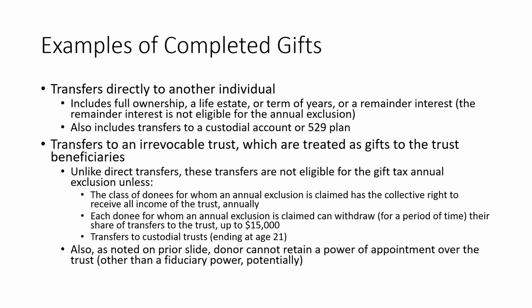Now, in terms of transfers directly to another individual, that's typically going to include full ownership or a life estate or a term of years or a remainder interest, with the caveat that the remainder interest wouldn't be eligible for the annual exclusion. That can also include transfers to a custodial account on behalf of a minor or to a 529 plan on behalf of a beneficiary of any age. Both of those transfers would qualify for the annual exclusion.